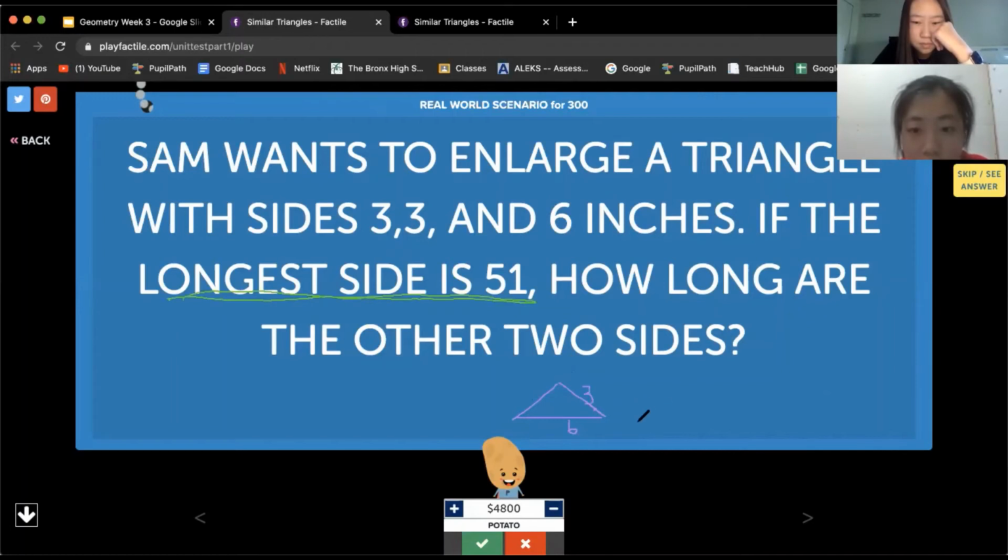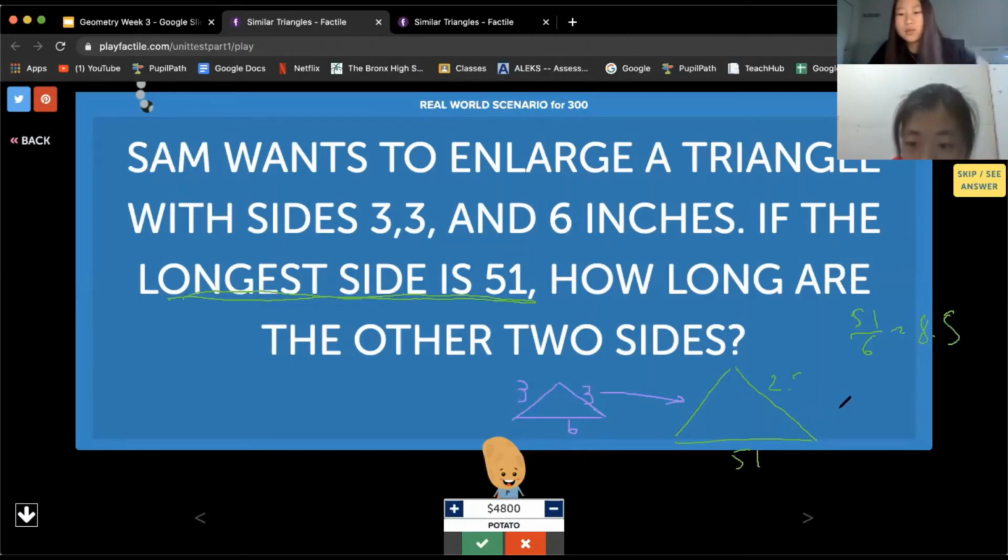And so you have to find the proportion. So what you do is 51 over 6, and you get 8.5. And then you will multiply 3 by 8.5, which gives you 25.5. 25.5 for the two new sides.